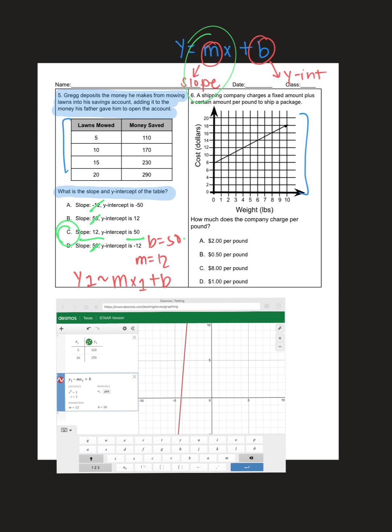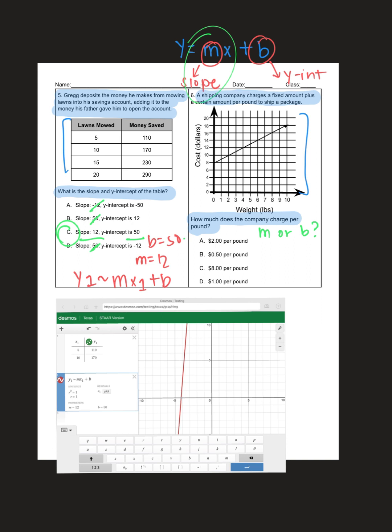So let's go ahead and transfer this over to question number 6. Question number 6 says that a shipping company charges a fixed amount plus a certain amount per pound to ship a package. How much does the company charge per pound? Okay, so I can't really tell right now if it's asking me for m or b. Is it asking me for slope, or is it asking me for the y-intercept?